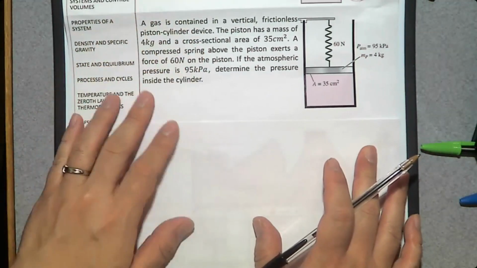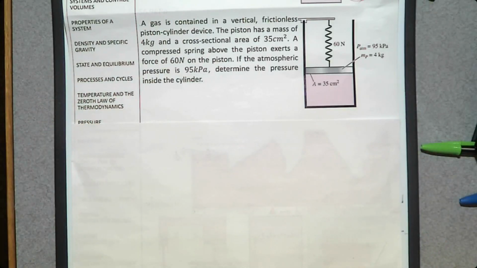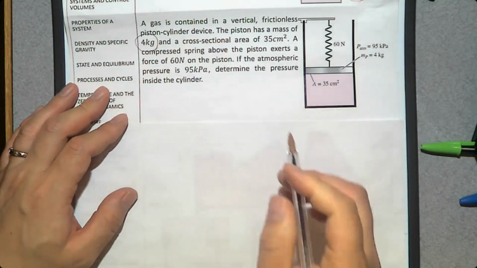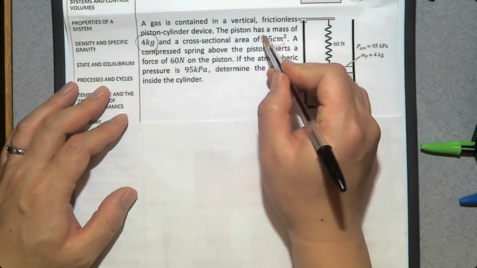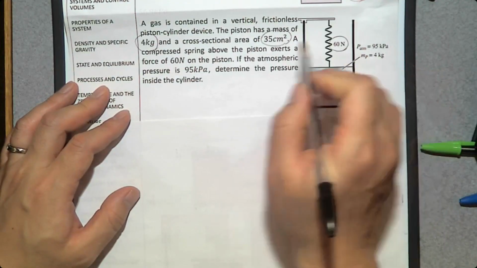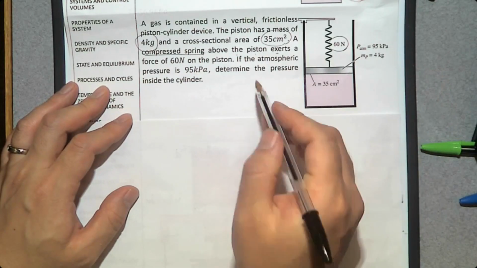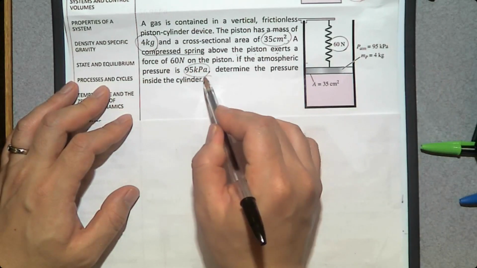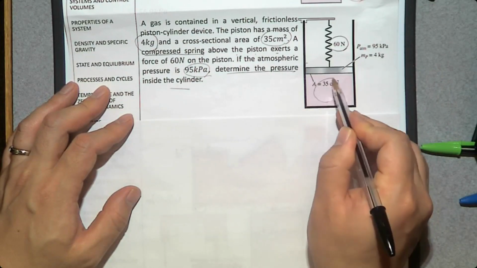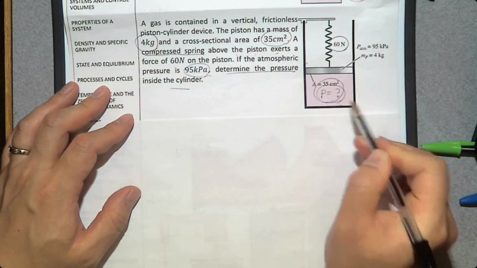So this one: a gas is contained in a vertical frictionless piston-cylinder device. The piston has a mass of 4 kilograms, and the cross-sectional area is this much. We have a spring which is compressed above the piston, and the atmospheric pressure is 95 kilopascals. We want to determine the pressure inside the cylinder, which is unknown.